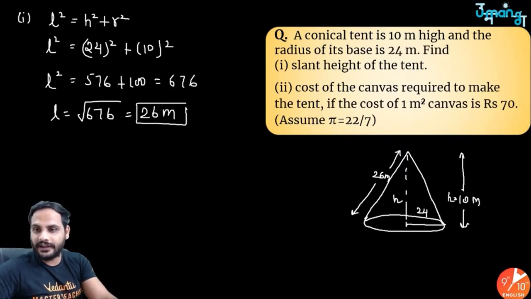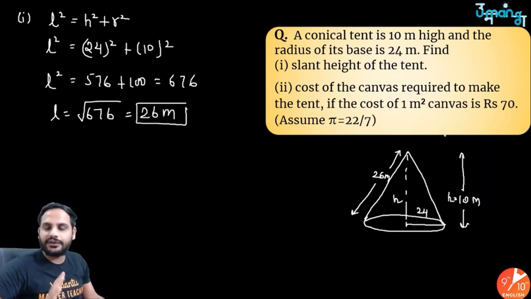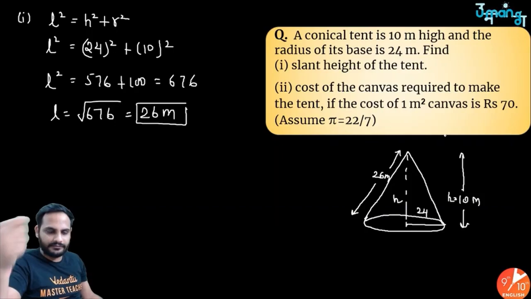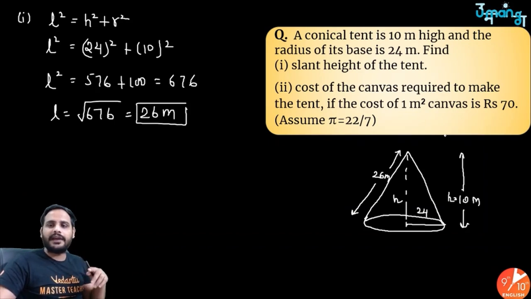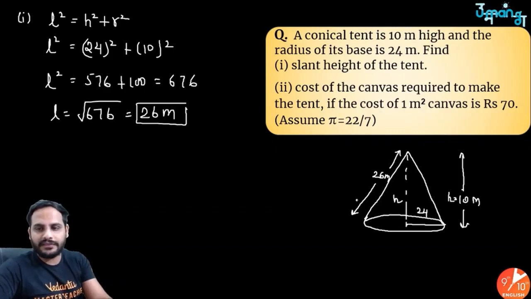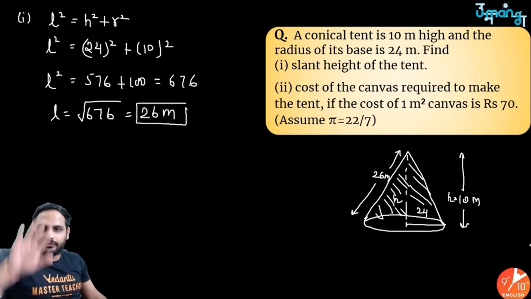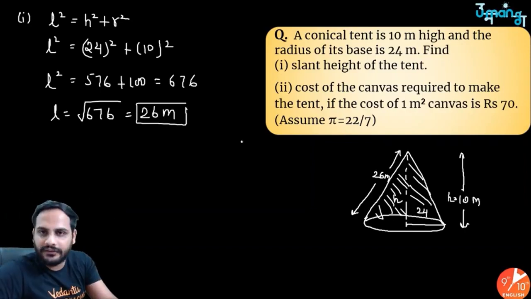The cost of the canvas required to make the tent, if the cost of 1 meter square canvas is rupees 70. So to get the cost, I need to first find out how much canvas will be used. Whenever we have to find out the cost, we need to see how much material will be used. They have told here very clearly the canvas required to make the tent. Tent part will only depend on this thing, right? I don't have to include the base. Base will be the ground. So only that curved part I will use the canvas. Bottom I am not using. So this is only CSA.